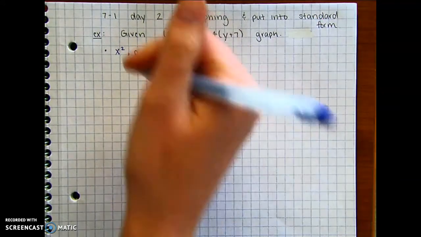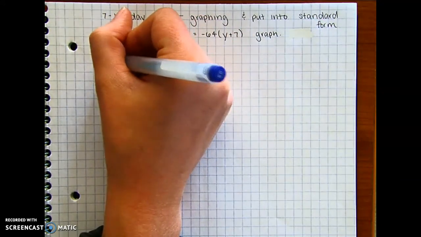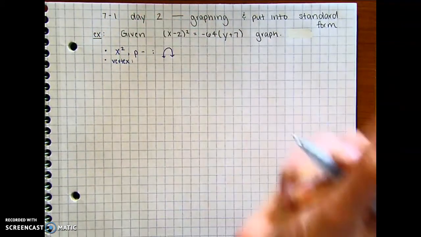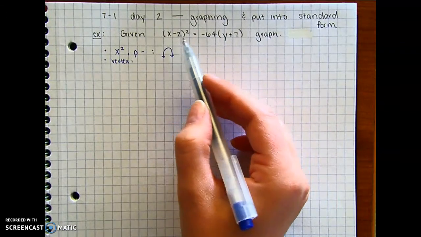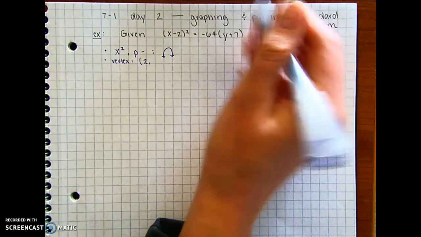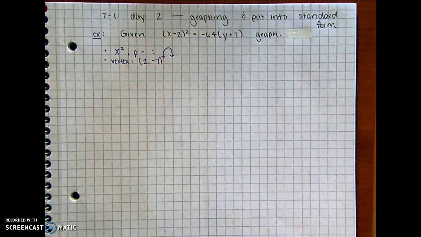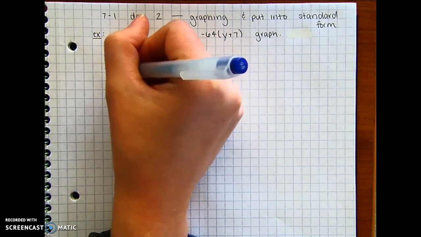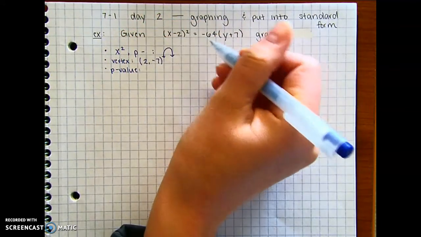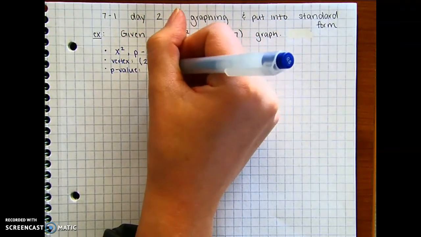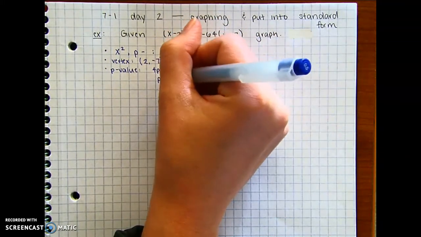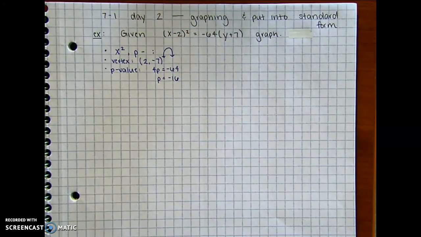All right, the vertex. The vertex is x comma y, and it's going to be opposite. So because it's minus 2, the x value is going to be positive 2, and the y value will be negative 7. Then we want to figure out the p-value. So we know that negative 64 is going to equal 4p. And negative 64 divided by 4 is negative 16.